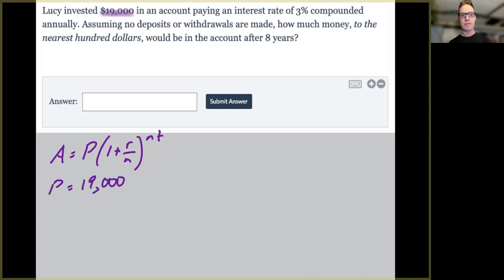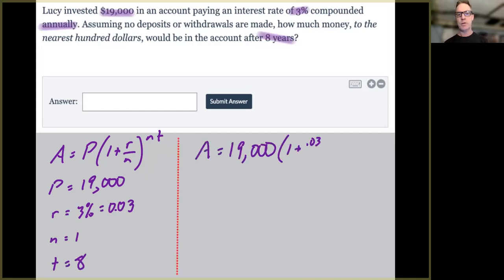So let's go ahead and list everything. $19,000 is my principal amount. 3% or 0.03 is my interest rate. N equals 1. And T is 8. So let's just go ahead and set this up. A is 19,000 times 1 plus 0.03 divided by 1 raised to the power of 1 times 8. So I'm just going to rewrite that as 19,000 times 1.03 to the 8th power. I'm going to show you how I can plug that into my calculator. So let's take a look at that.